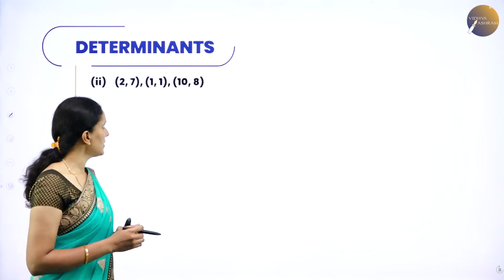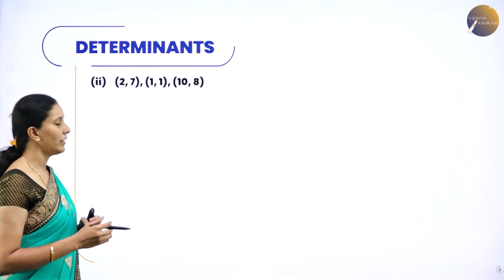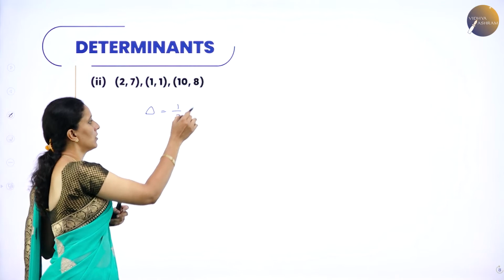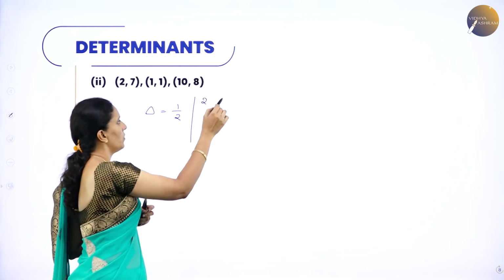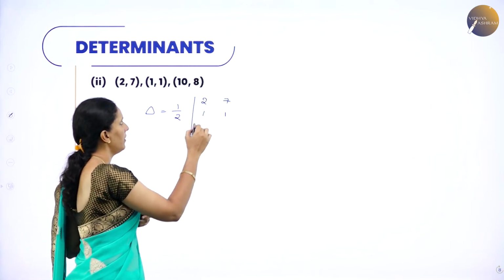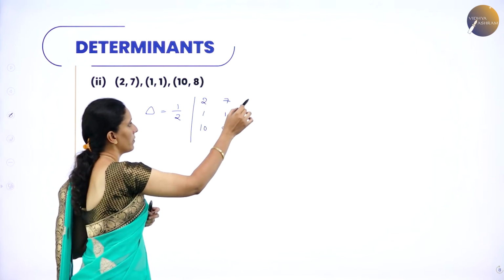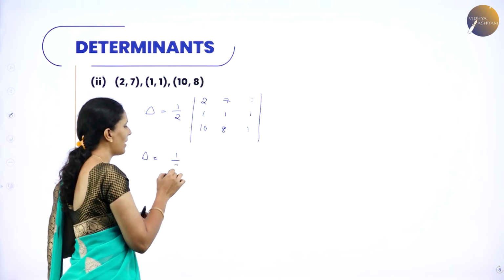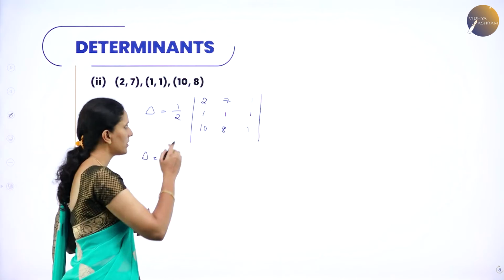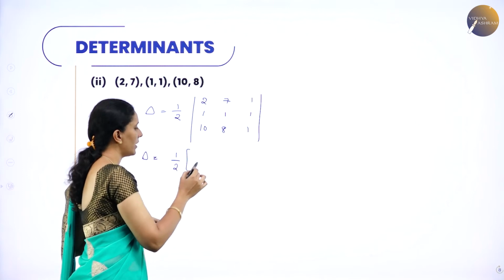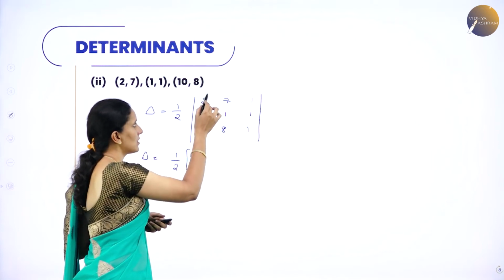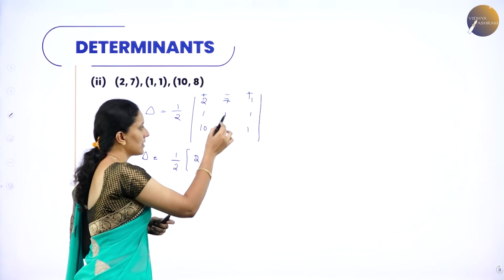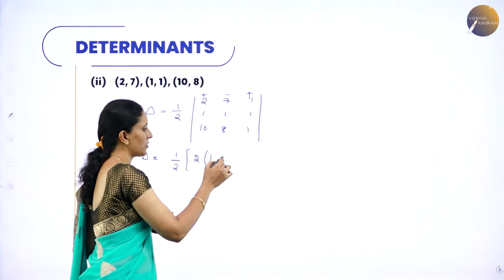So, the next question is (2, 7), (1, 1), (10, 8). So, let me take delta is equal to half of the determinant 2, 7, 1; 1, 1, 1; 10, 8, 1. So, delta is equal to, you can expand with the help of any row or any column. So, let me take the first column. So, for 2, this is plus, minus, plus. So, take the determinant value of these. It is 1 ones are 1 minus 8 ones are 8.